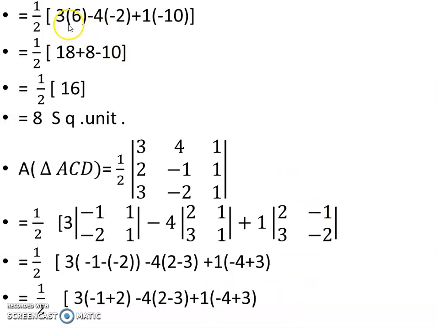So for simplification we get 3 into 6, minus 4 into minus 2, plus 1 into minus 10. Simplifying, 6 threes are 18. Minus 2 into minus 4 is plus 8. Minus 10 into 1 is minus 10. Simplifying we get 16. 1 upon 2 of 16 is easily divisible, so the final answer is 8 square units.